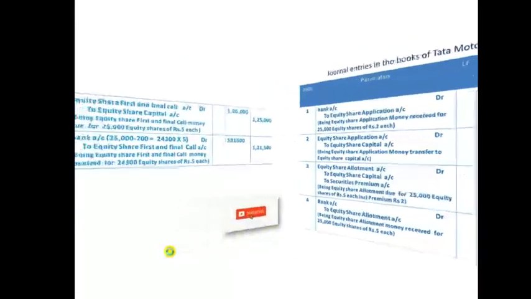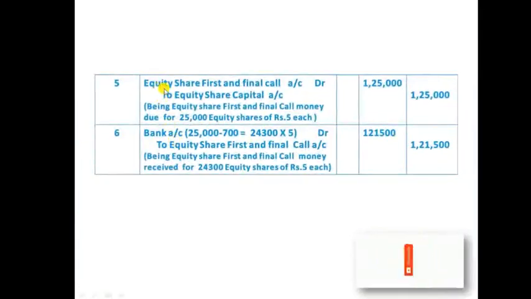Now let's see the third installment. Equity share first and final call account debit 1,25,000 to equity share capital account 1,25,000. Now the company transferred the first and final call to equity share capital as a due. See, being equity share first and final call money due for 25,000 equity shares of ₹5 each. It is a due which the company is going to receive, and the total due is 1,25,000. Let's see how much the company received.